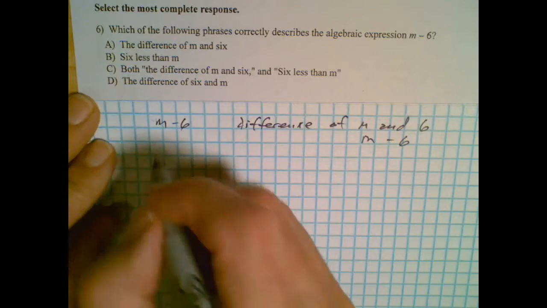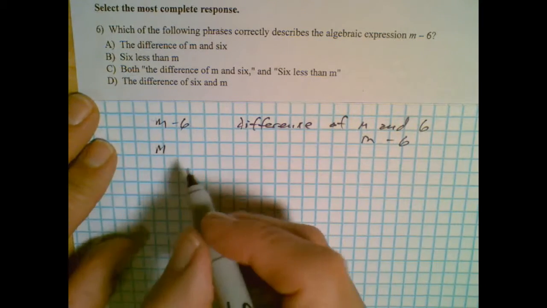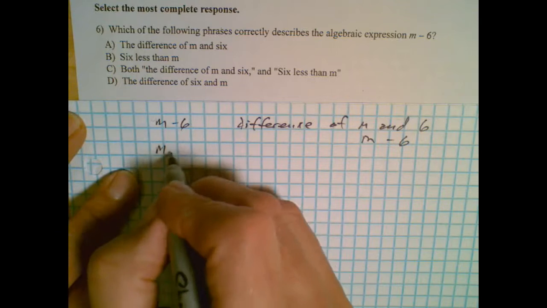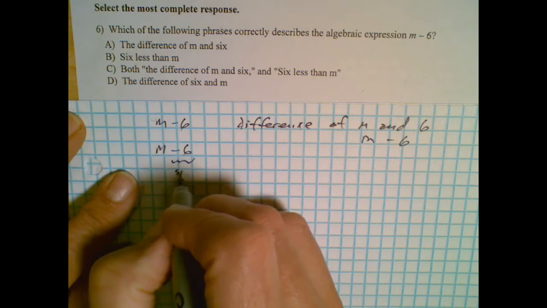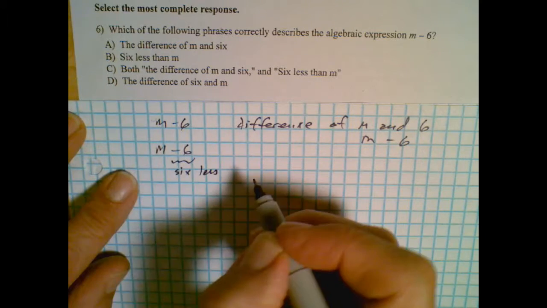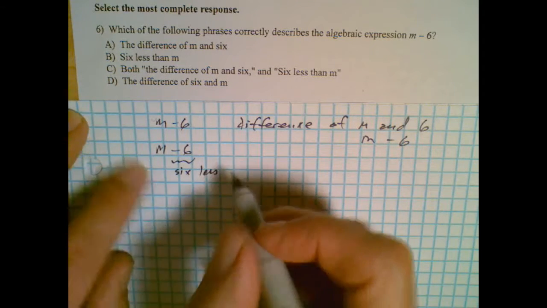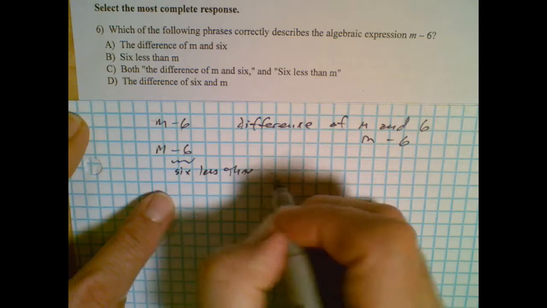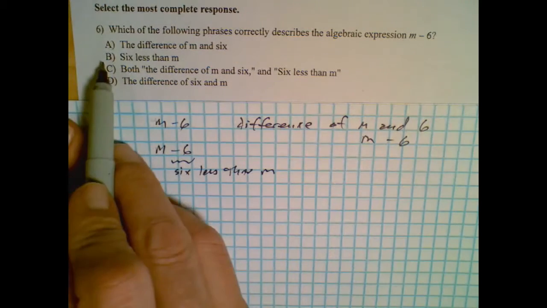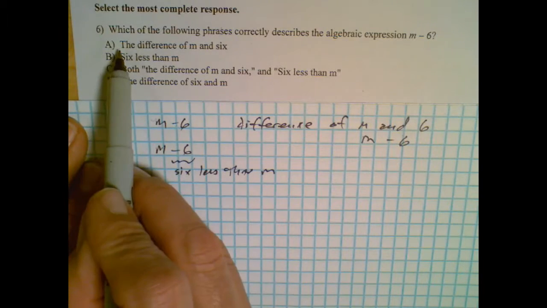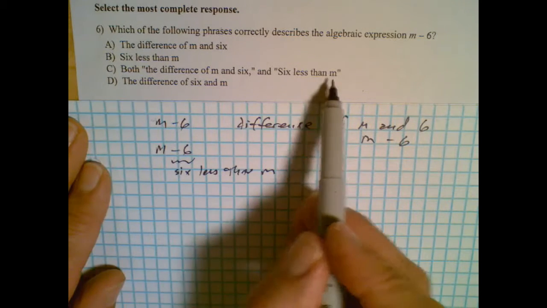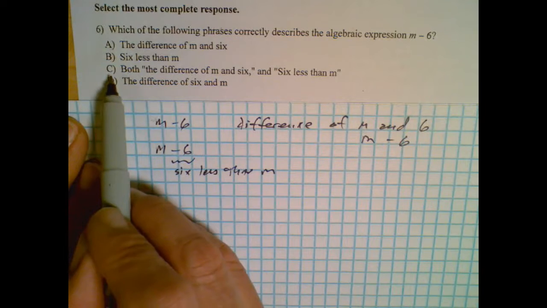6 less than m. Well, here's m. 6 less than it means I'm taking away. So here's 6 less. Less than what? It's 6 less than m. So the first two are correct. C, both the difference of m and 6, that's what A says, and 6 less than m, that's what B says. So actually C is an even better choice.